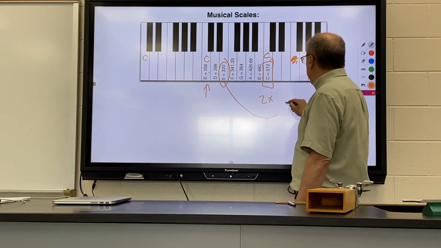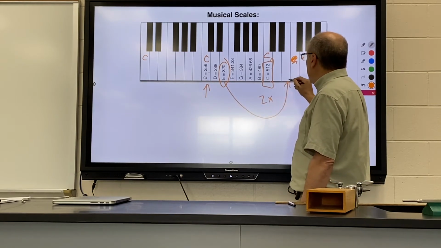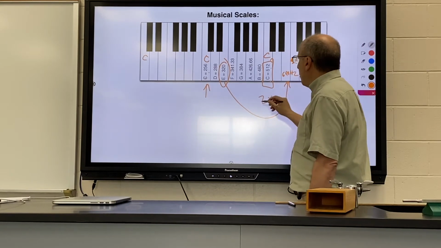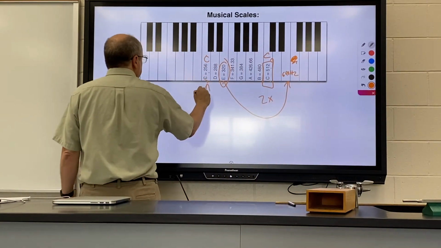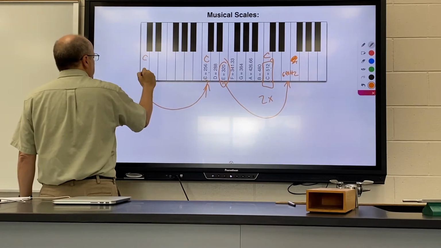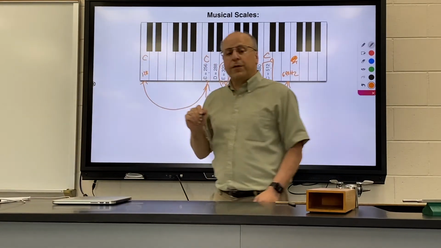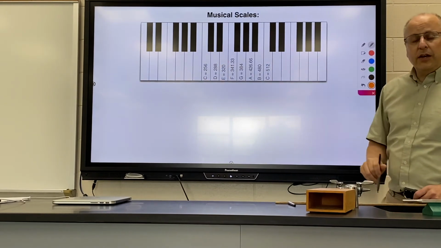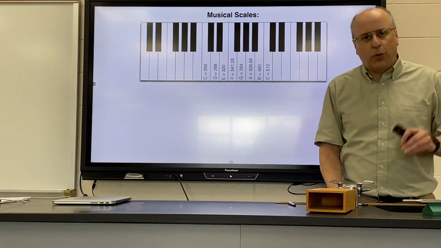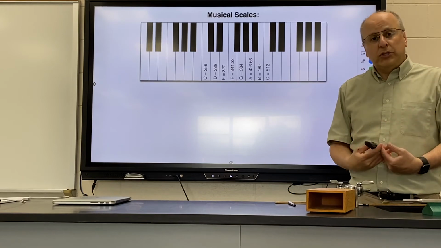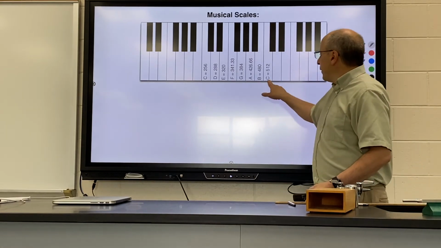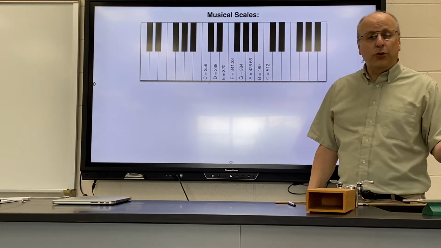So if I went to the next E, it would be 640 hertz. When you go down an octave, you would cut your frequency in half. Now realize these numbers that you see on this piano are not the important thing. To make it musical, it's the ratio of one number to another. Like for an octave, we saw the ratio was 2 to 1.